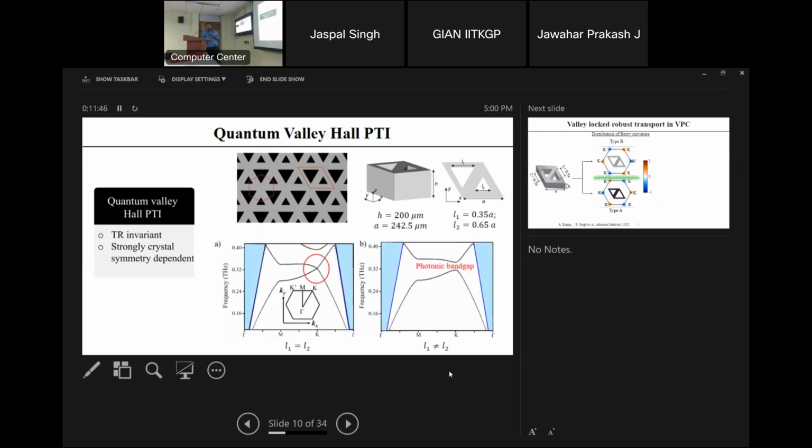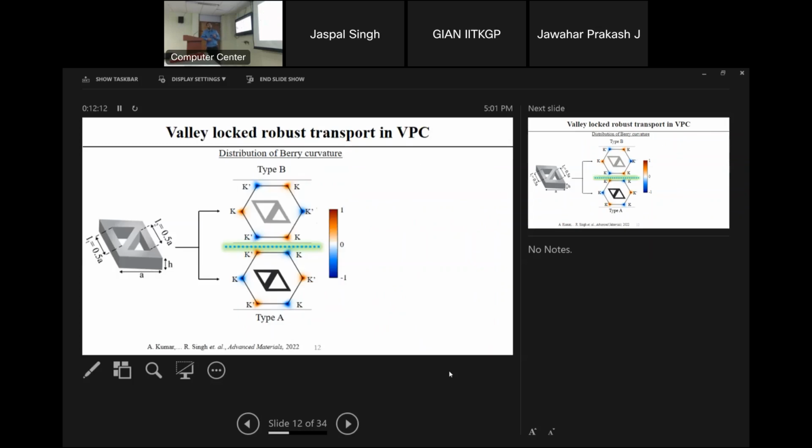So what does having these do? Suppose the triangular sides are all identical, then there will be a Dirac point. If we break the inversion symmetry by changing the triangles, then a photonic band gap opens at the K and K prime valleys, similar to graphene. This is extremely important because whatever is going to happen is going to happen within this region, and this provides robust transport. How? Then the smart engineering comes into the picture.